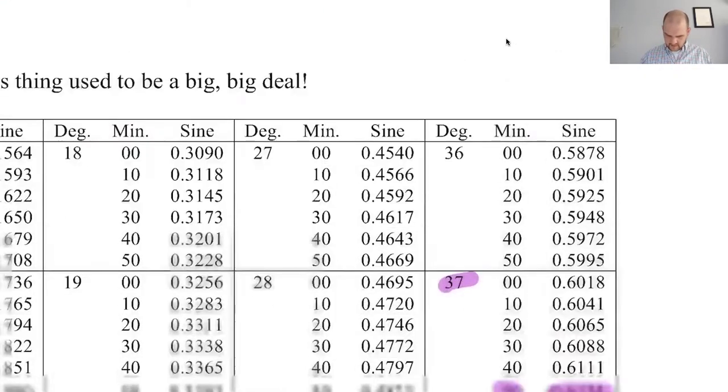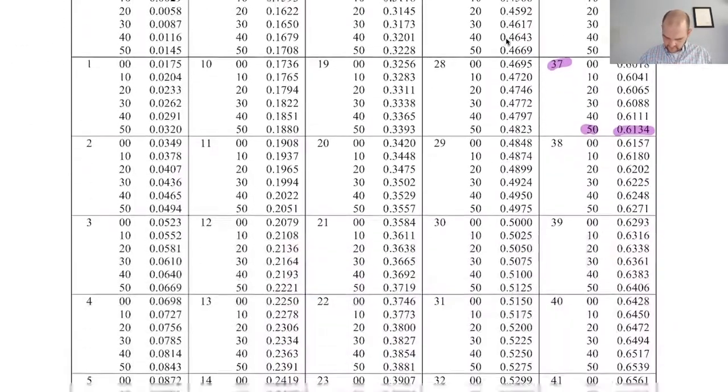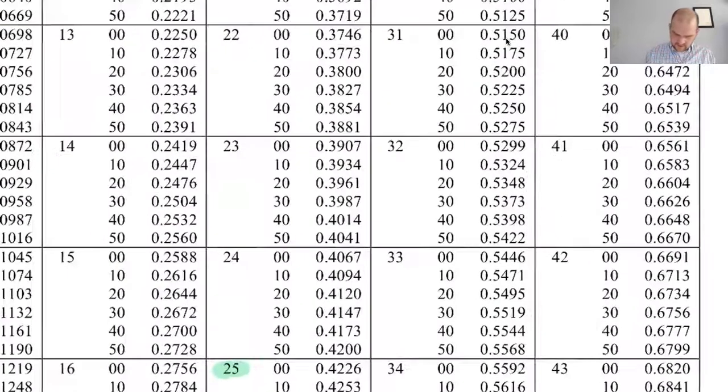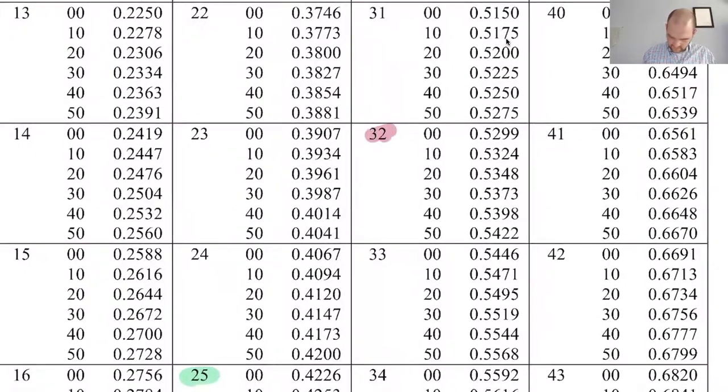So here we go. 32, 40. So 0.5398, 0.5398. Let me write it down. 5398.